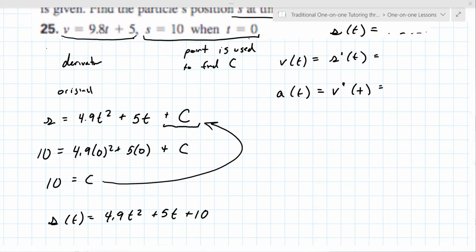Now, if they give you acceleration, you have to do it twice. You have to go from acceleration to velocity, and then velocity to position. If you want, we could do 26. Yeah. Okay, let's do it.